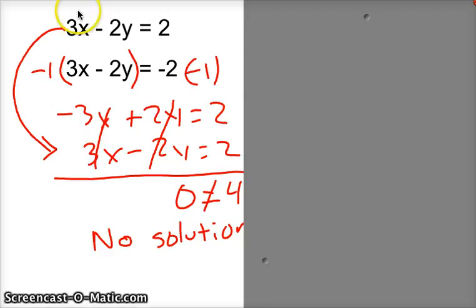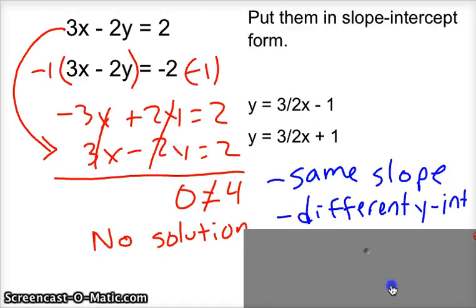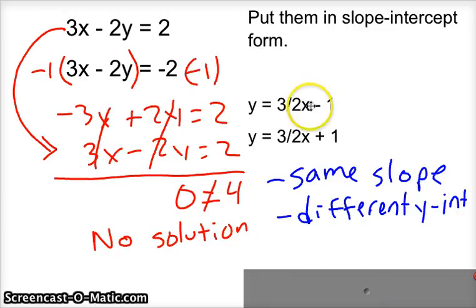If I had rewritten my two original equations in slope-intercept form, I'd get this, and you can see that both equations have the same slope but different y-intercepts. So because they have the same slope, we know that they're parallel, and because they have different y-intercepts, we know that they're not crossing at the same y-intercept. So they are indeed parallel.